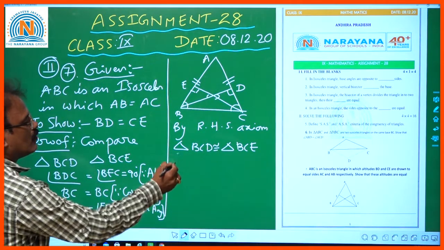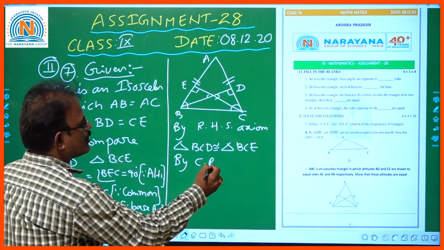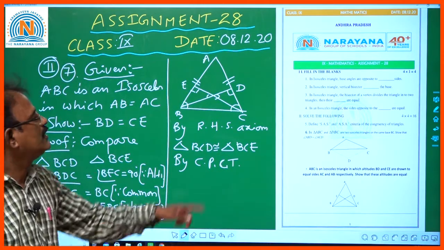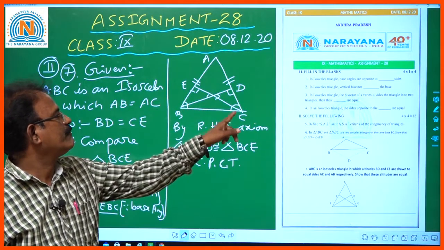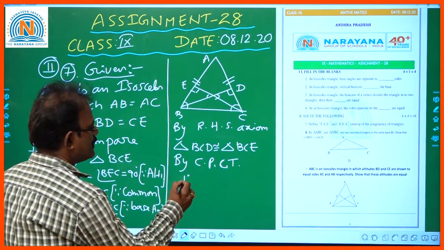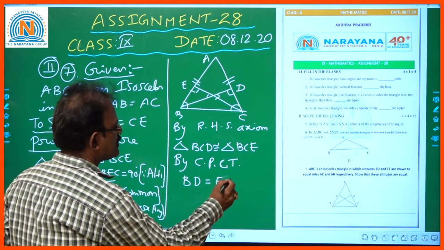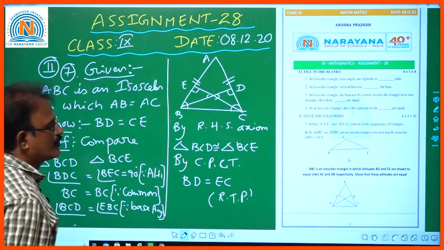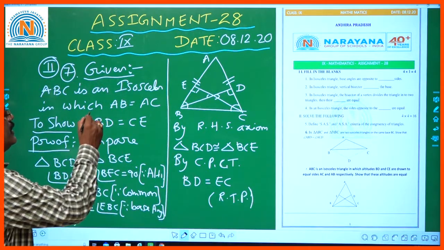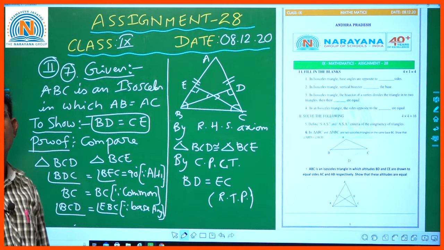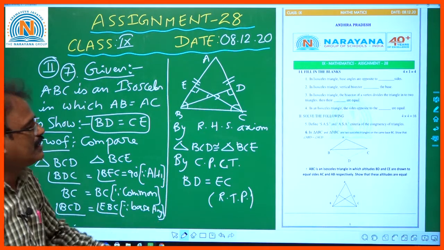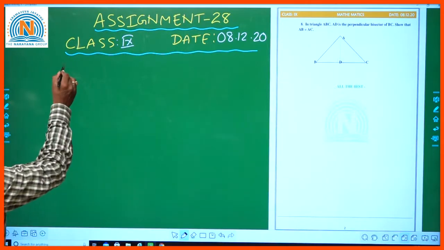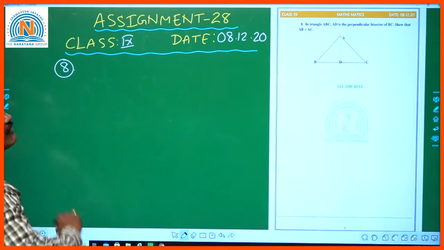Okay. Then what are the CPCT parts? Corresponding parts in congruent triangles. So that is BD, CE. BD is equal to CE. Hence it is proved. It is only that they asked us to show. Okay children. So that's all for assignment. And our next question. Last question from this Roman.